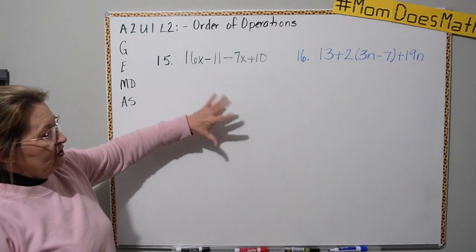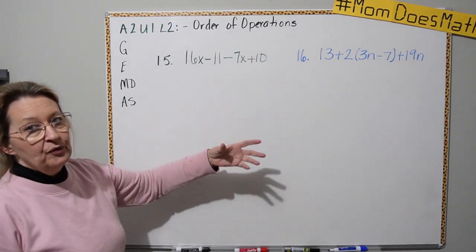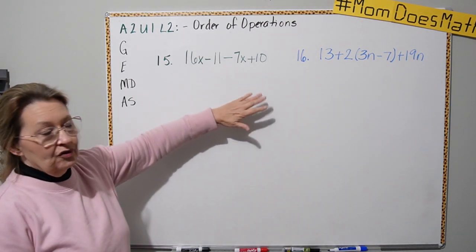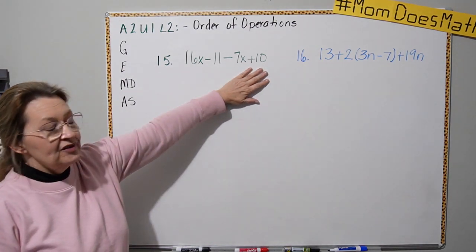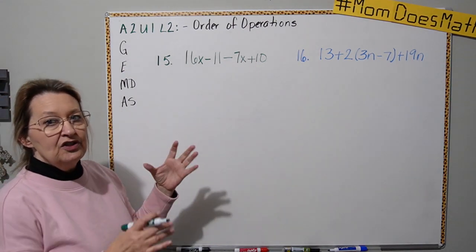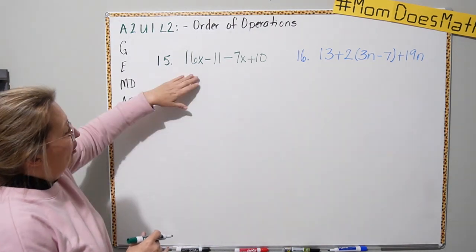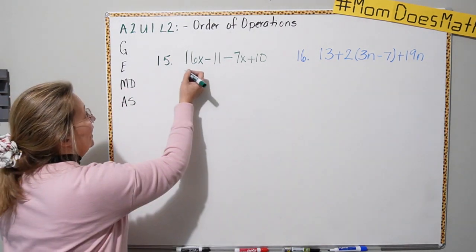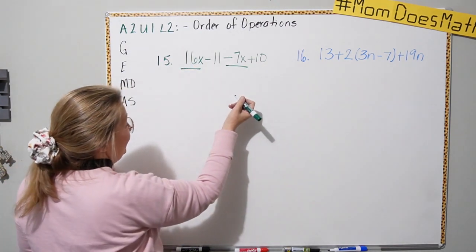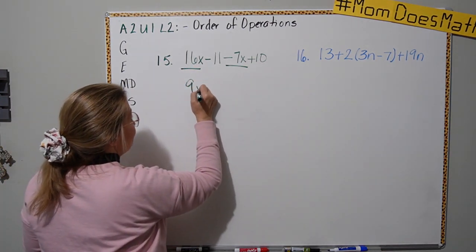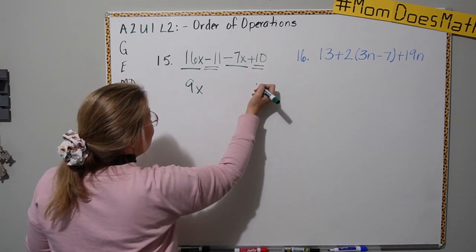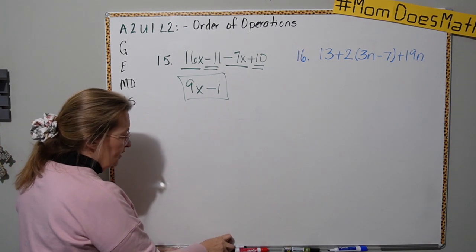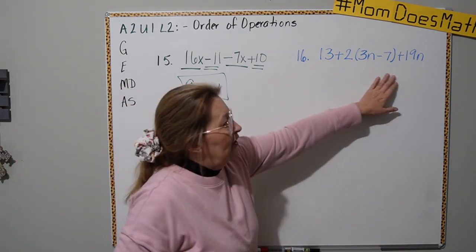Okay, now in this next section, we're not solving anything, we're not evaluating anything, we're just simplifying. And that means we're not going to get an answer. You have an expression here, there's no equal sign, it's not an equation. So you're just going to try to condense it some. All right, we're going to do that by combining like terms. So here, look for your x's. I have 16x minus 7x, so that's going to give me 9x. And then minus 11 plus 10 leaves me with minus 1. So 9x minus 1.